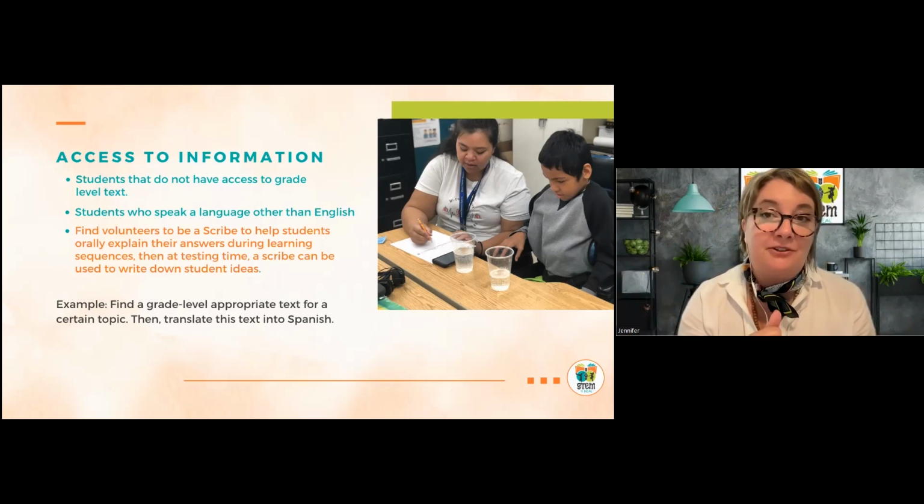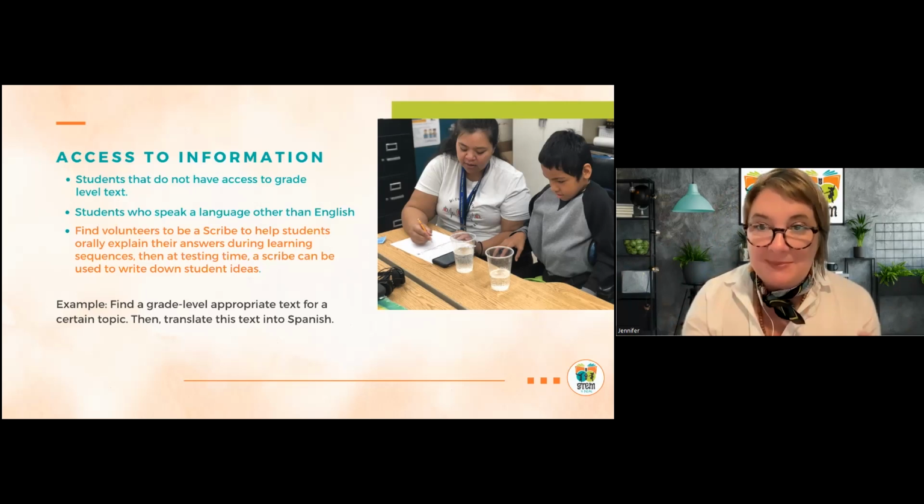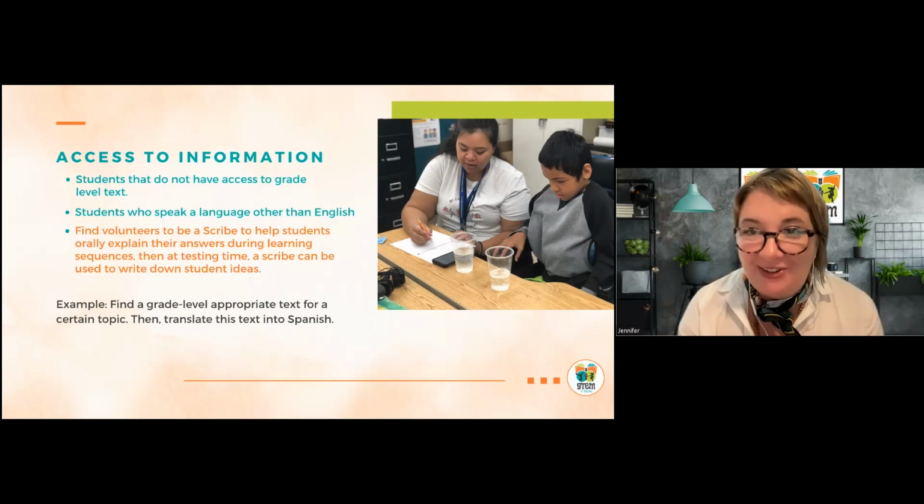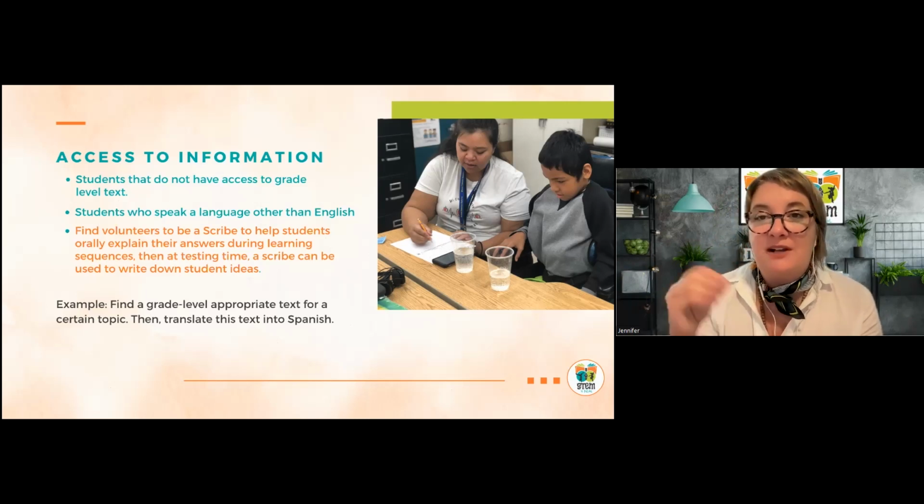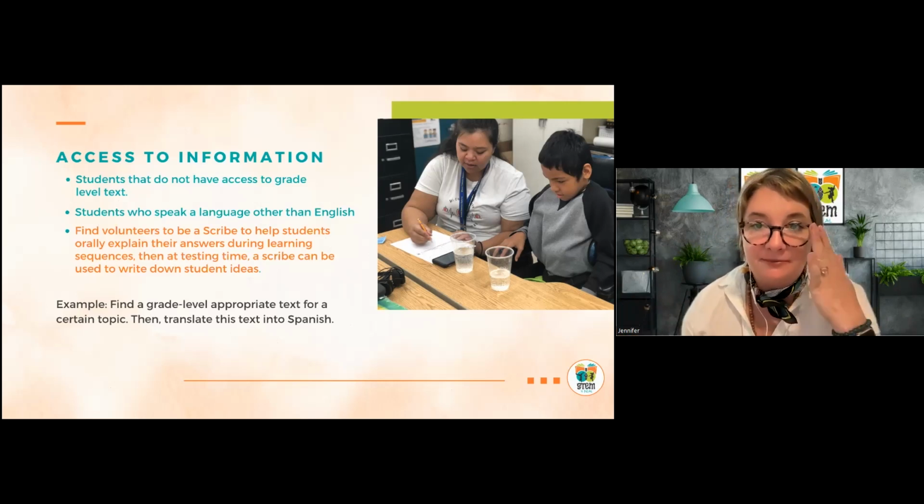And so it would be just good practice to start this in September. Explain to me your thinking. Why do you think that? And then have someone scribe for that student. And so this process becomes innate in their learning.